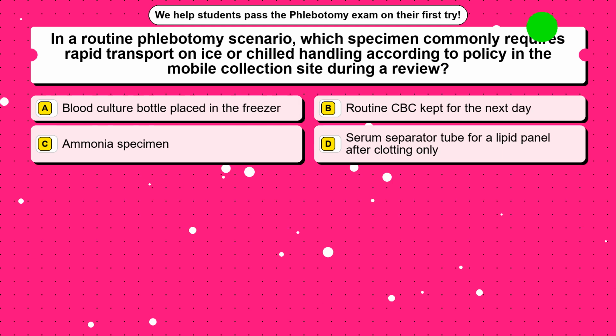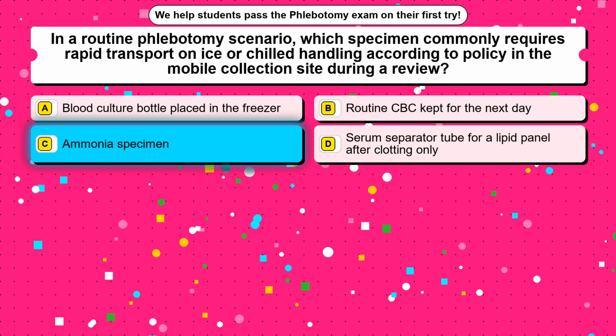Question 66. In a routine phlebotomy scenario, which specimen commonly requires rapid transport on ice or chilled handling according to policy in the mobile collection site during a review? Option A, blood culture bottle placed in the freezer. Option B, routine CBC kept for the next day. Option C, ammonia specimen. Option D, serum separator tube for a lipid panel after clotting only.